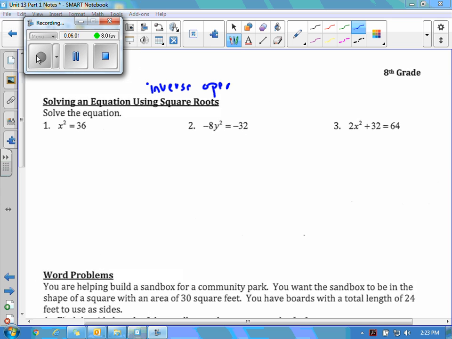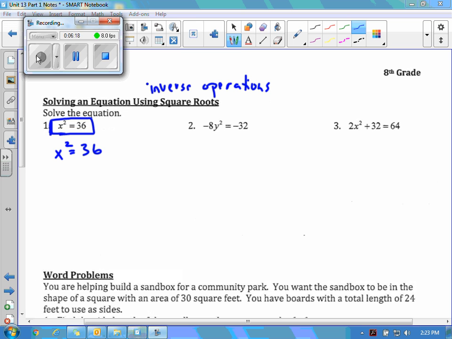So like if we have addition, we do subtraction. If we have division, we do multiplication. If we have x squared, we have to square root it to get the answer. So I would start by boxing and rewriting. So I have x squared equals 36. Now I'm trying to get x by itself.